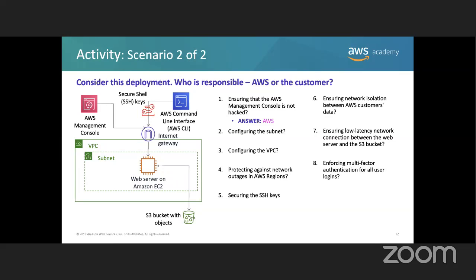Configuring the subnet. The customer. You're the one that has to put the NACL in place. You're the one that has to associate the subnet with the route table. You're the one that has to put the entries in the subnet for access. Configuring the VPC. The customer. Very good. You're the one that has to put the subnets in place.